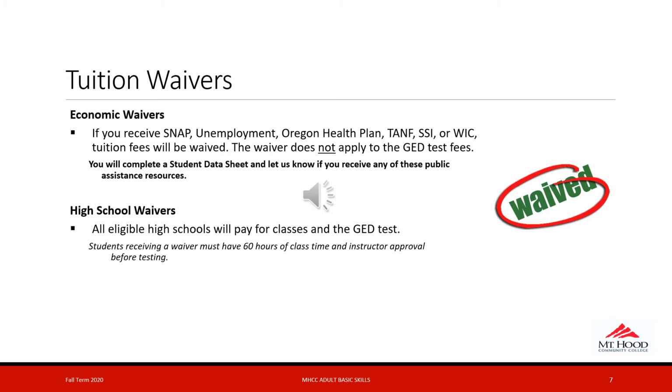Earlier I mentioned that each class costs $30, but we don't want cost to be a barrier for anyone wanting to take GED classes. If you are receiving public assistance, including SNAP, TANF, WIC, SSI, OHP insurance, or unemployment benefits, you're eligible for a tuition waiver, so you wouldn't need to pay the $30 class fee.